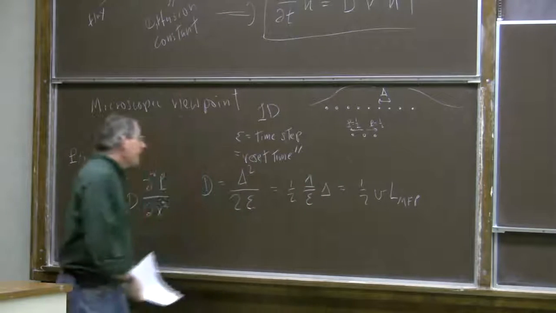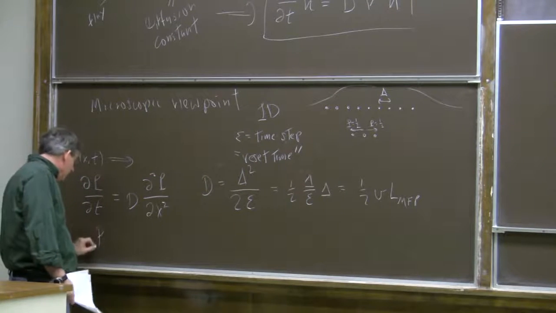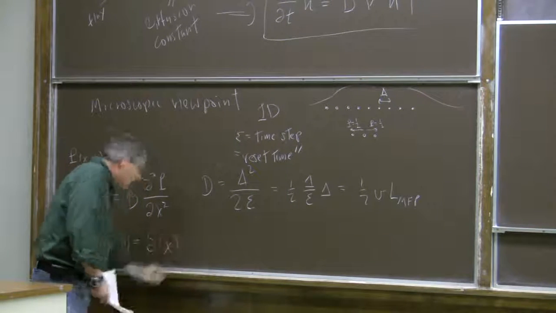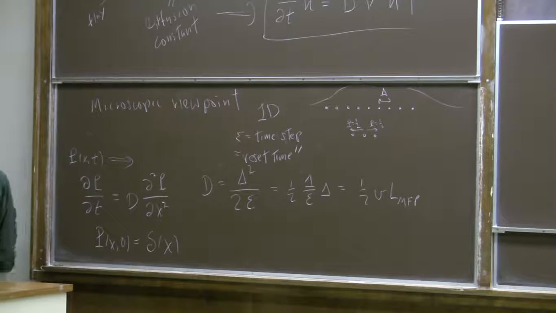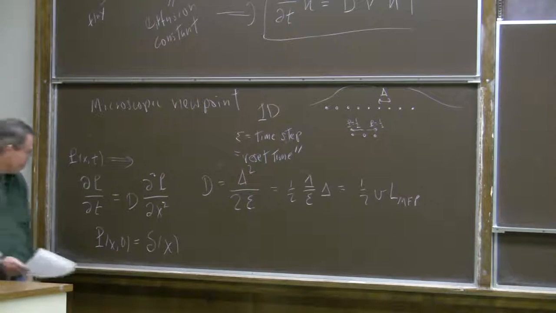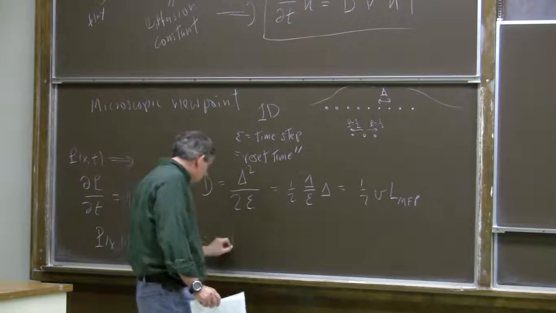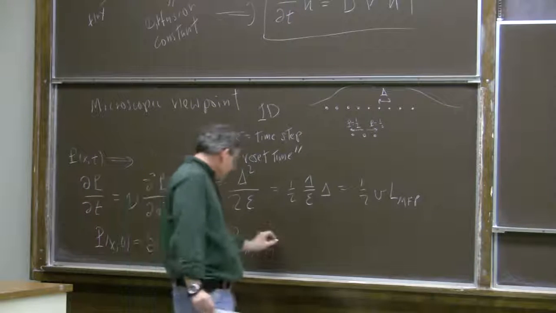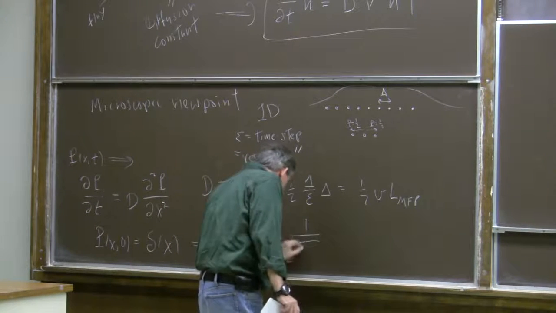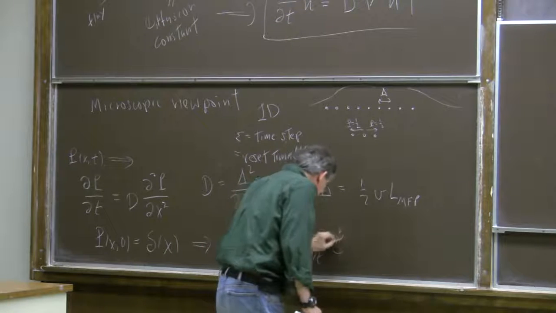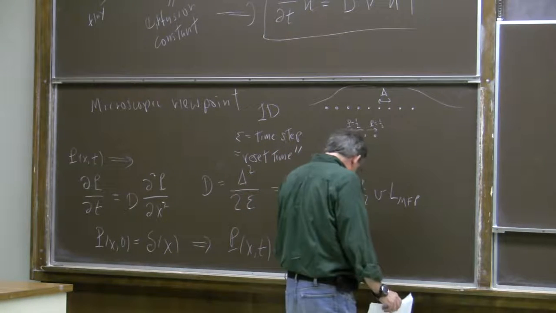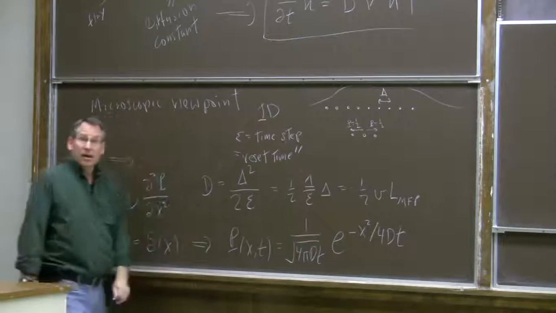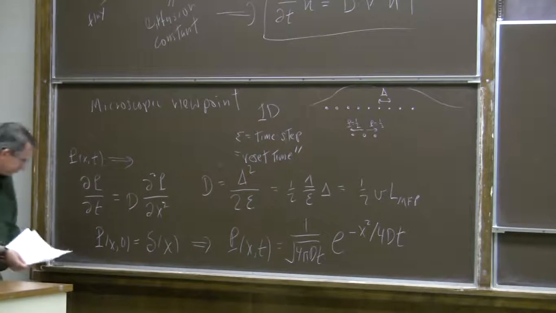We saw that if you have an initial probability distribution at time zero which is just a delta function of position, so the particle starts out at the origin with probability one, then after a time t the probability distribution will be given by a Gaussian: 1 over the square root of 4 pi D t, times the exponential of minus x squared over 4 D t. So the width of that Gaussian depends on the time.